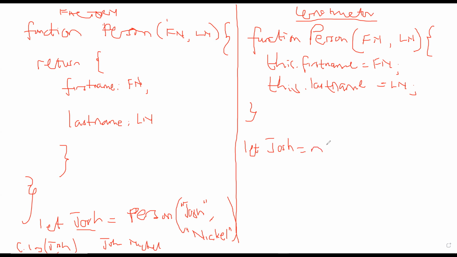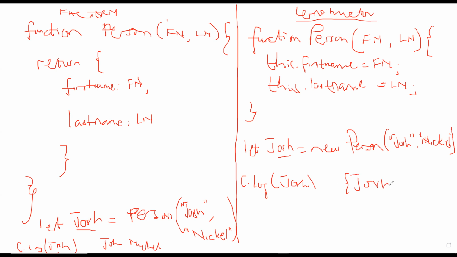I will use a new keyword here, new person, the blueprint, the prototype, as the case may be. Now I use Josh and Nico. So now using this, I've created an object. If I want to print again, I can do console.log Josh, and it will give me the same thing as this. To give me an object in the form of what? Josh and Nico.